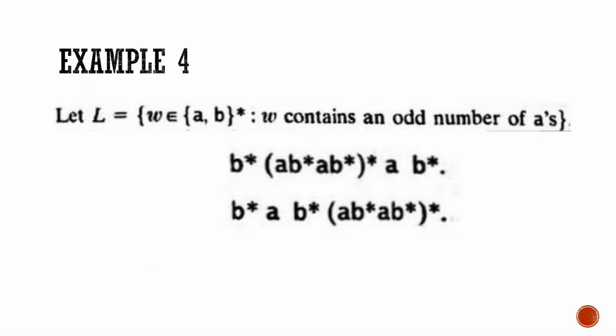The next example, if you take: W contains an odd number of A's. Odd number of A's. What about the B's? He has not told anything over there. Then what do you mean by odd number over there? What is the minimum case? 1. One A I want. What about the B's? B's can be of any number, B star, there is no rule.